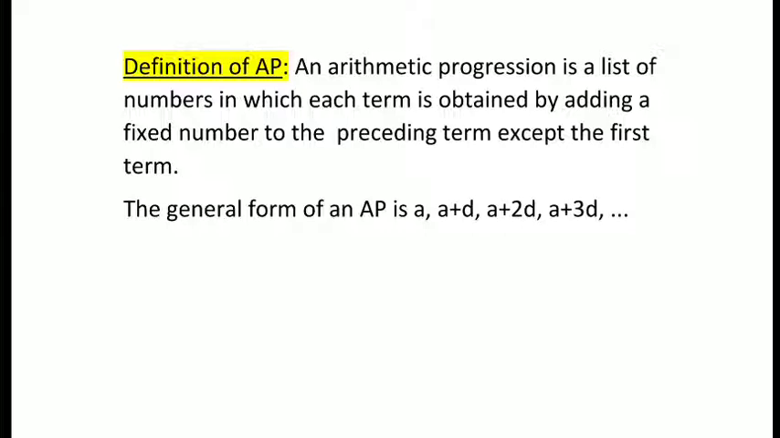These are the definitions you can define. You can define arithmetic progression in this way. So let us come to the general terms.